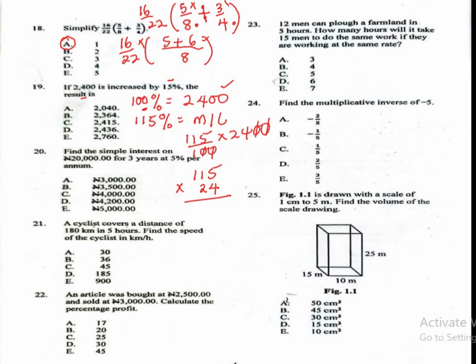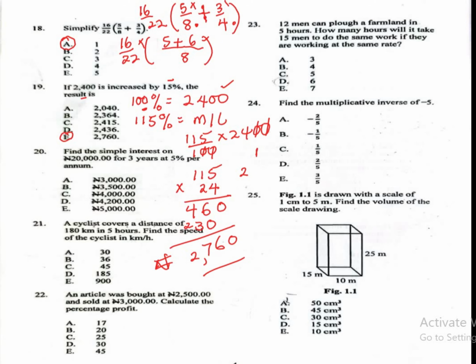4 times 5 is 20. 0, keep 2 aside. 4 times 1 is 4 plus 2, 6. 4 times 1 is 4. 2 times 5 is 10. 0, keep 1. 2 times 1 is 2 plus 1 is 3. 2 times 1 is 2. So sum them: 0, 6, 7, 2. Our answer will be 2,760. If you look at the options, the correct option is option E.